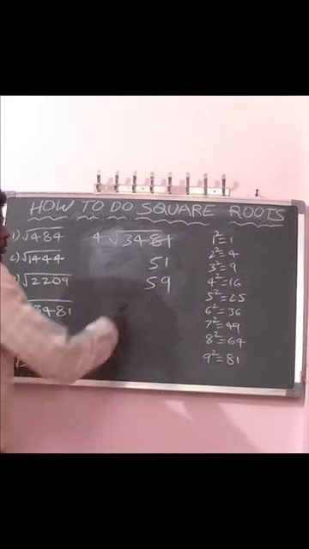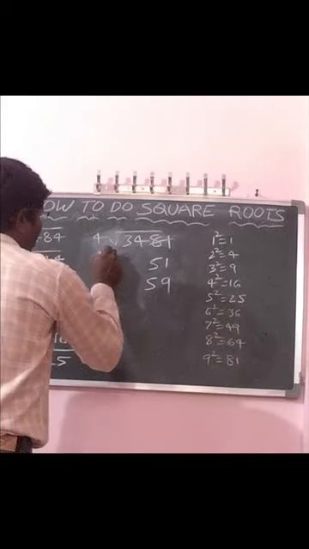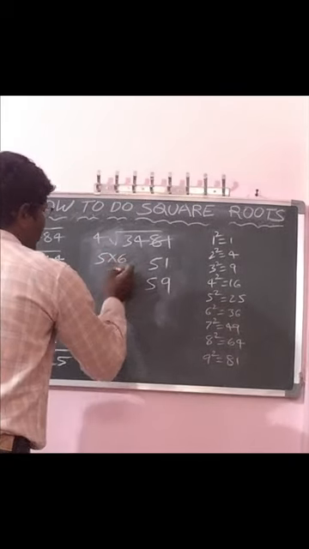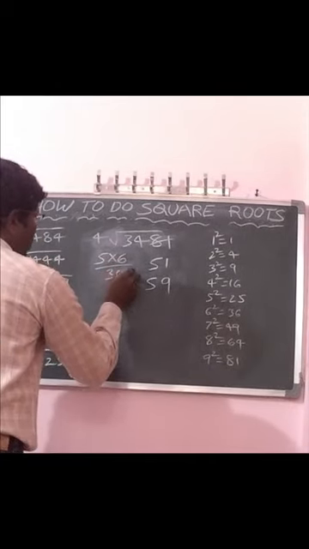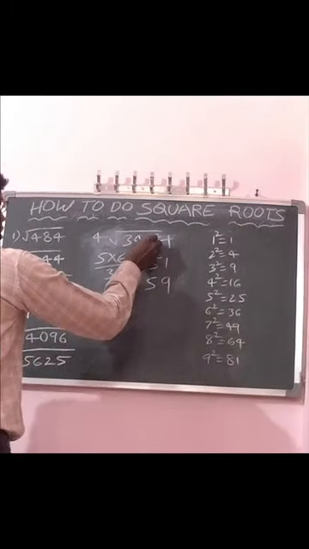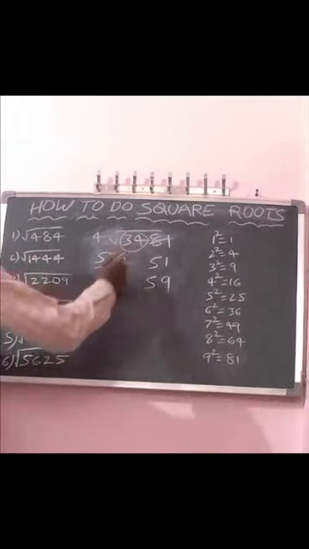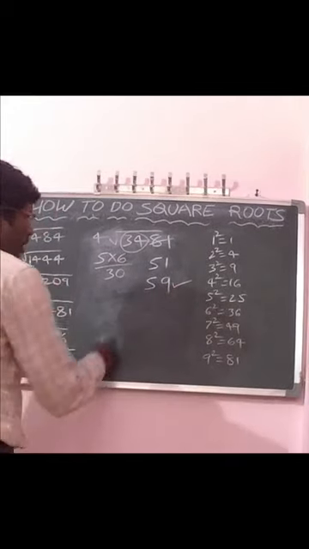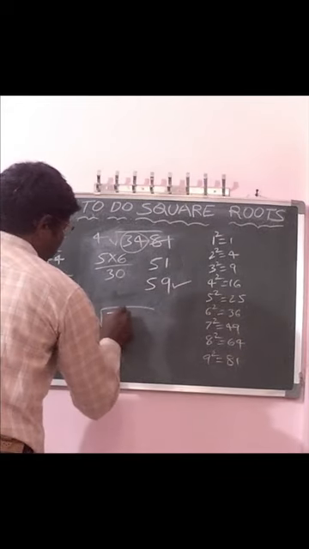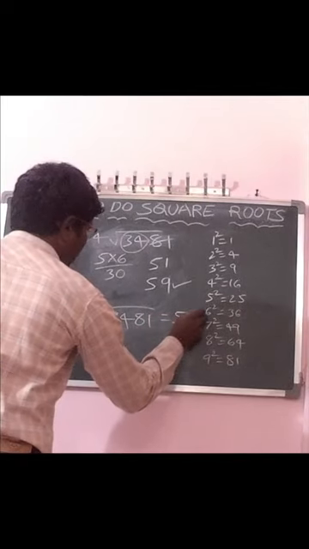Now we can apply the third step. In the third step, we can multiply the 5 with the number after 5. So 5 into 6. 5 into 6 equal to 30. Here 34 remains. Now we can compare the 34 with 30. So 34 is greater than 30. So now we can take the greater number. Now the answer is 59. So root of 3481 equal to 59.